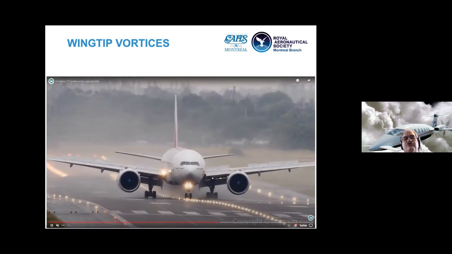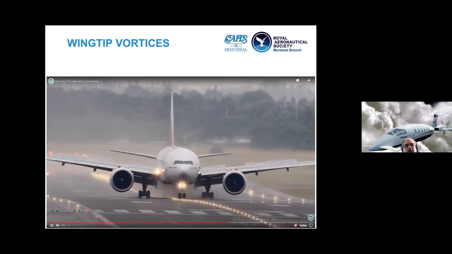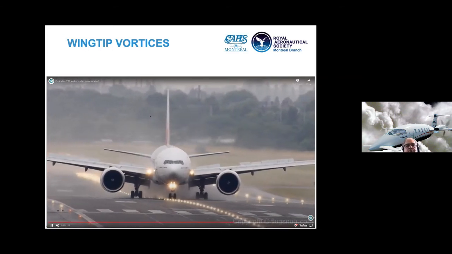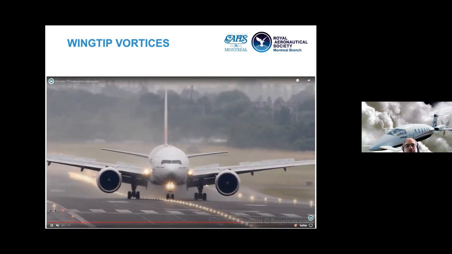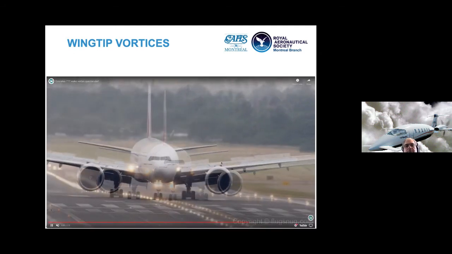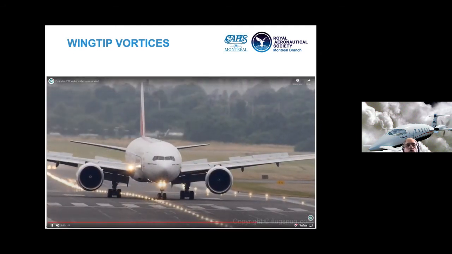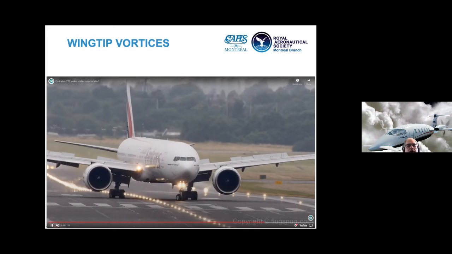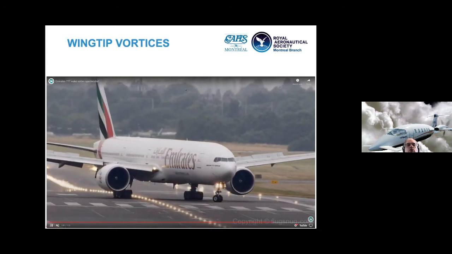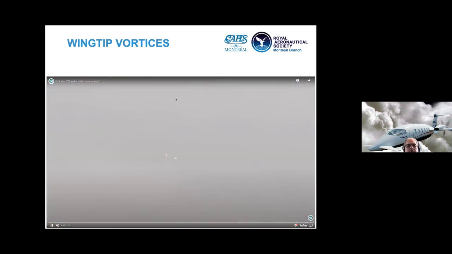That's why when they teach us how to avoid vortices, they say, make sure you are on the ground past the point where his nose wheel touches down. In other words, overfly him and land here. Or if he's taking off, make sure you are airborne and above his flight path before his nose comes up.